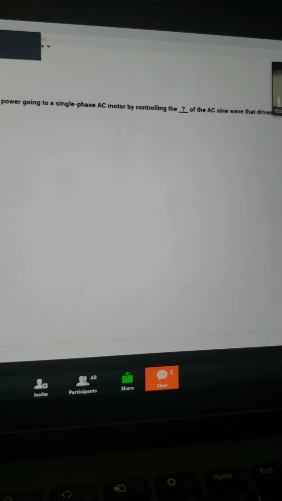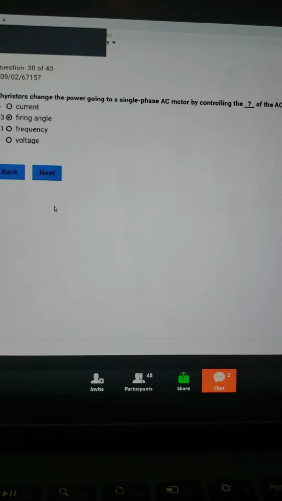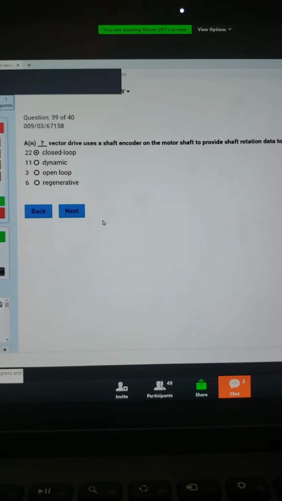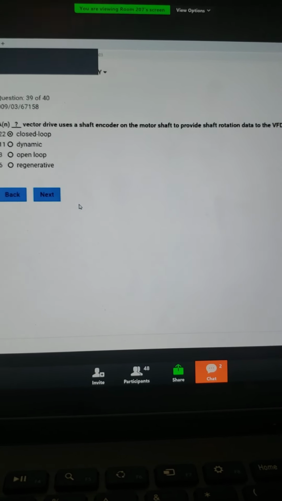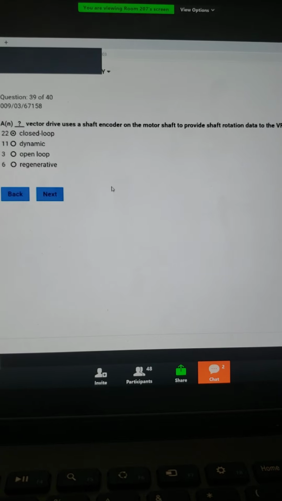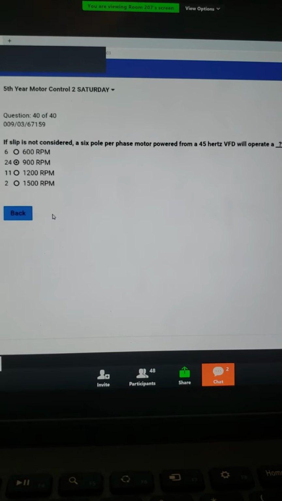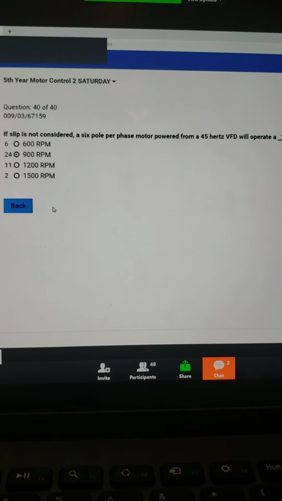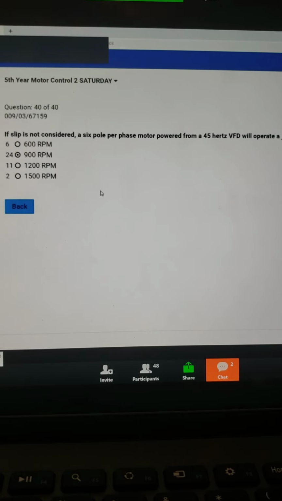Thyristors change the power going to a single phase AC motor by controlling the firing angle of the AC sine wave that drives the motor. A closed loop vector drive uses a shaft encoder on the motor shaft to provide shaft rotation data to the VFD. If slip is not considered, a 6-pole per phase motor powered from a 45 hertz VFD will operate at 900 RPMs. A lot of you got that one right.